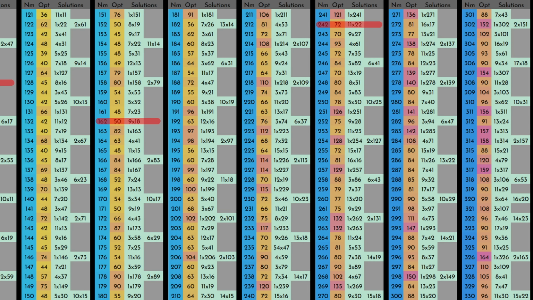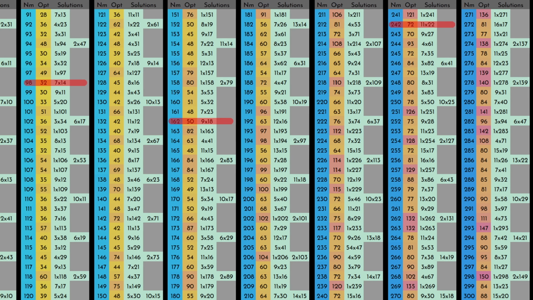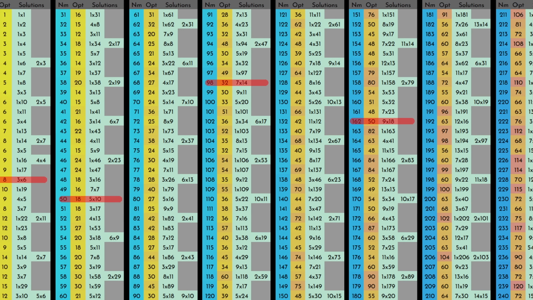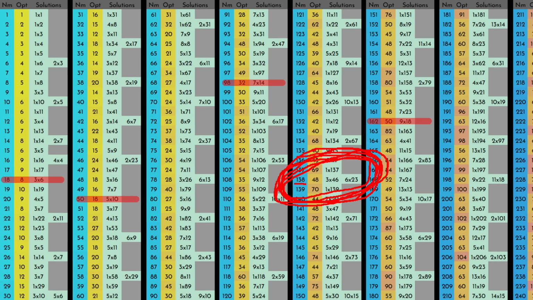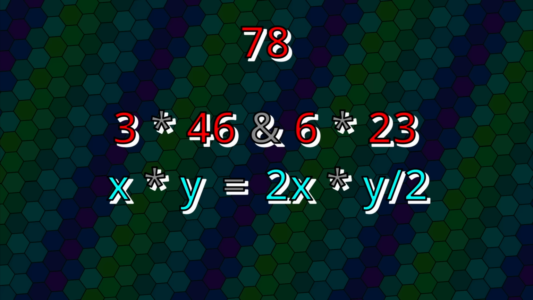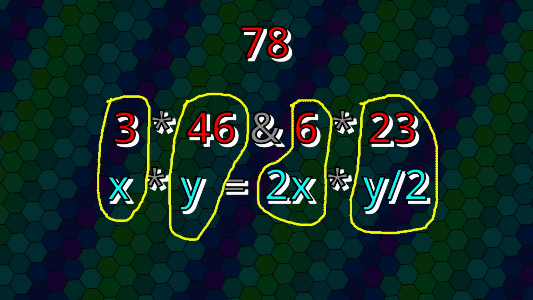I don't know why this is happening, but I do know how this is happening. Every single one of these cases with 2 solutions follows a pretty easy formula. Let's take 138 for example, which has 2 solutions of 3 times 46 and 6 times 23. If we label the first formula as x times y, then the other formula is always 2x times y over 2. This is the case for every single number in this sequence.